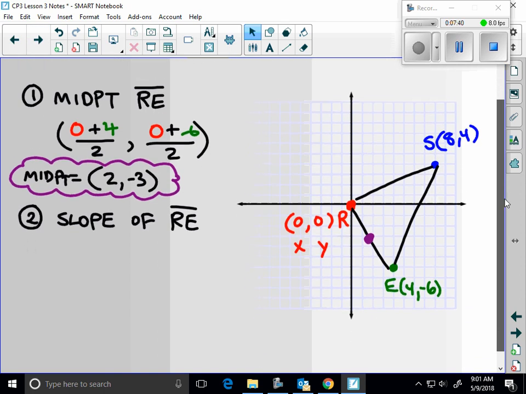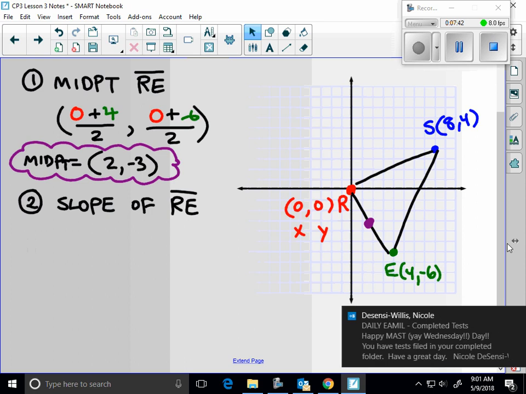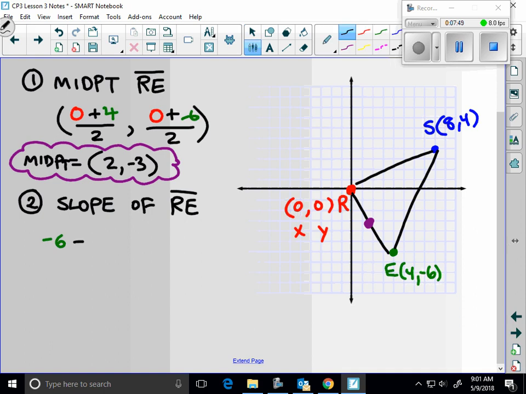Let's find the slope of RE. So y2 minus y1 over x2 minus x1, which comes out to be negative 6 over 4. Can I reduce that? That would be negative what? 3 over 2. Now that's the slope of RE.